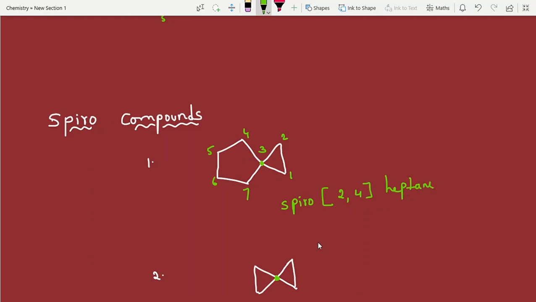Can you try this one, students? This is 1, this is 2, this is 3, this is 4, this is 5. 5 means pentane. Then what is this? Spiro. Yes, tell me. Here 2 carbons I am crossing. Here also 2 carbons. Same number, no problem. 2 comma 2 pentane. Right? Now the next one.